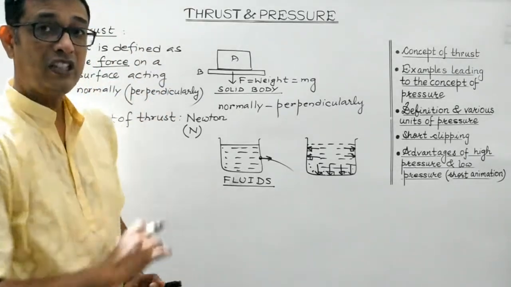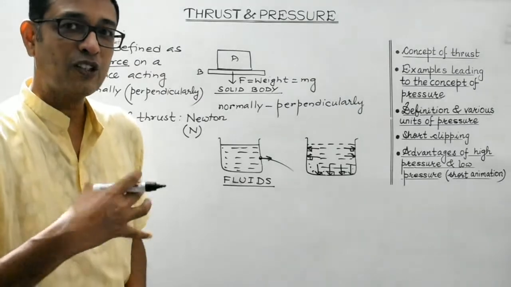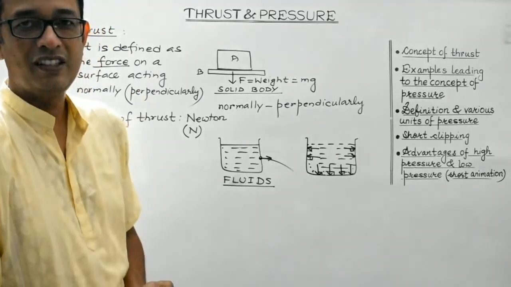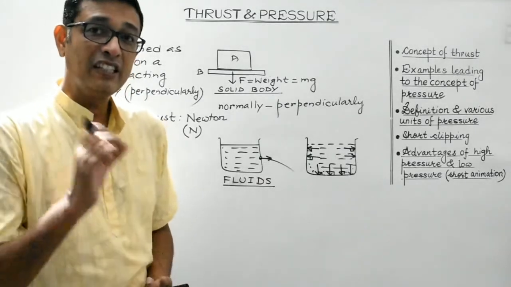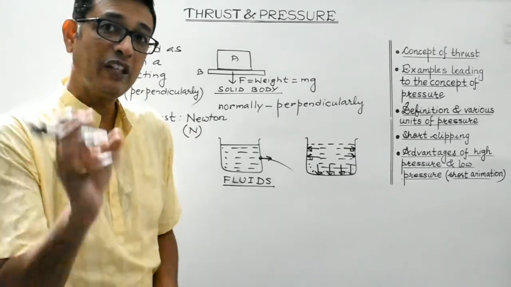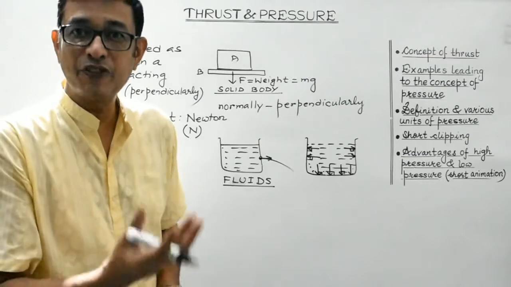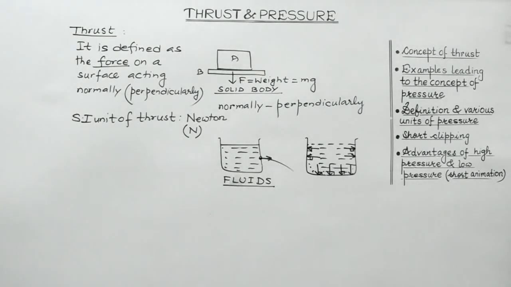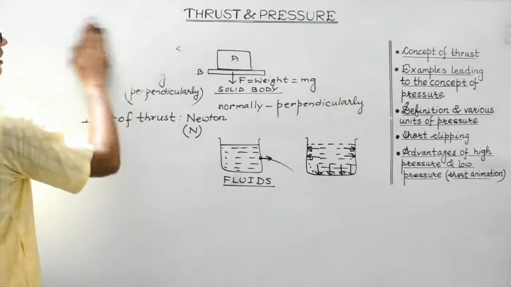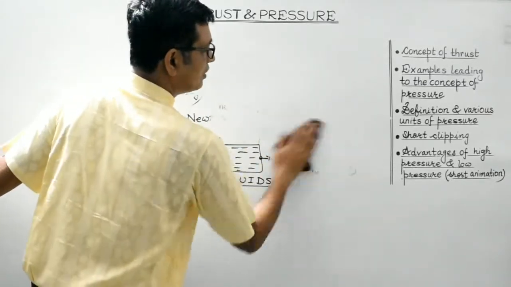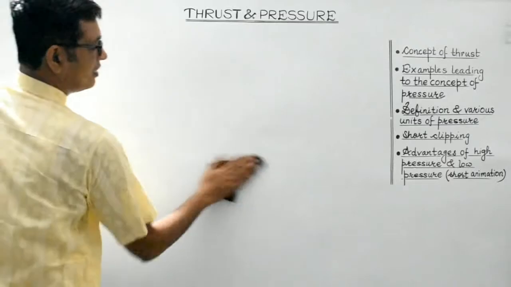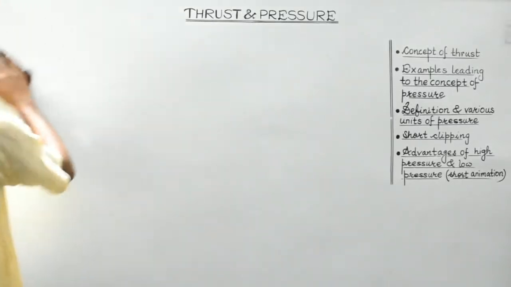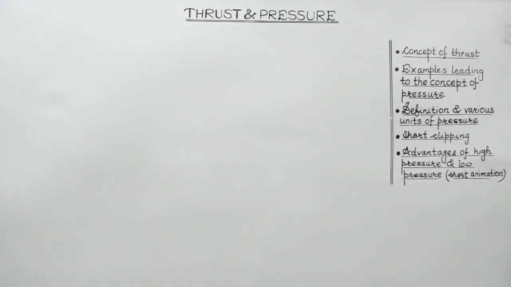Now students, the impact of this force, or the effect of this force, is different on different surfaces. What I mean to say is that the effect of a force of equal magnitude is found to be different on different areas. Let us try to understand this statement. So let me elaborate with the help of various examples, right?